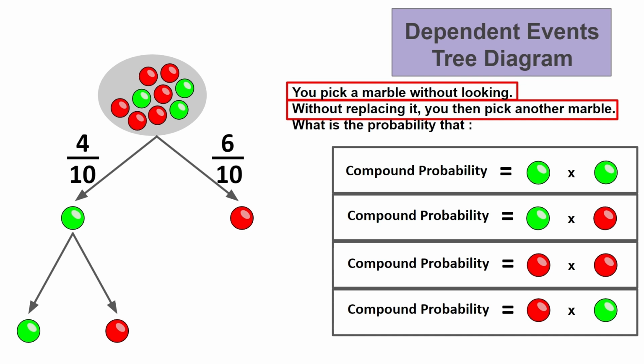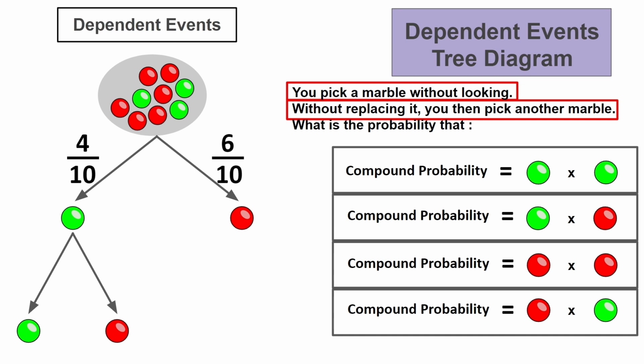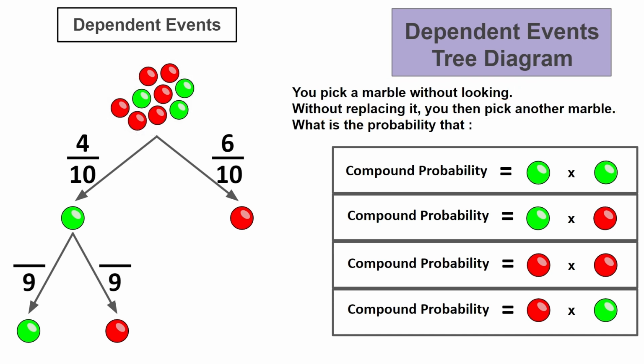This means that these events are dependent, and that's because what happens in the second event is affected by what happened in the first event. So since the green marble was not replaced, there are now 9 marbles remaining in the bag. 3 green and 6 red. So now that we've drawn branches illustrating the different probabilities if we first picked a green marble, let's draw branches showing the probabilities if we picked a red marble first.